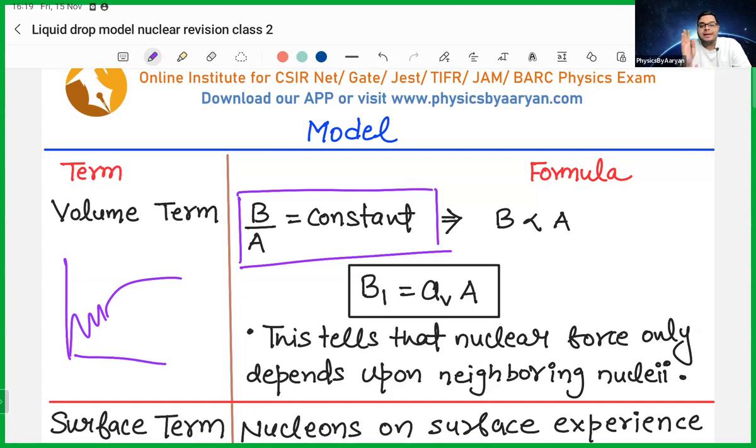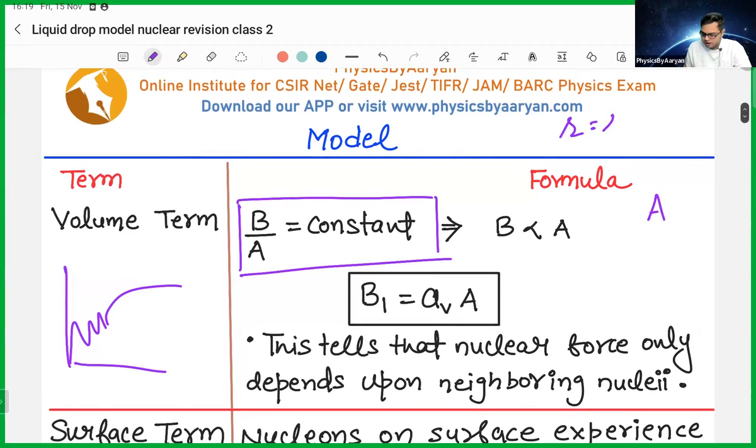It does not depend upon A. A is basically the total size of the room, or you can say the mass number. If the mass number is big, the size of the nucleus is big. You saw yesterday that the radius is equal to R naught A to the power 1/3, so if you increase A, the radius also increases. So it does not matter at all what the total size of your nucleus is; B by A will remain constant. This is happening because nuclear forces are only exerted on the neighboring nucleons. So you should remember that this is why the volume term is significant and why it works.